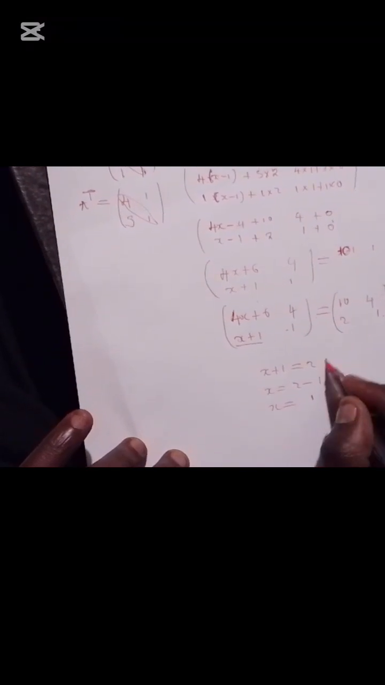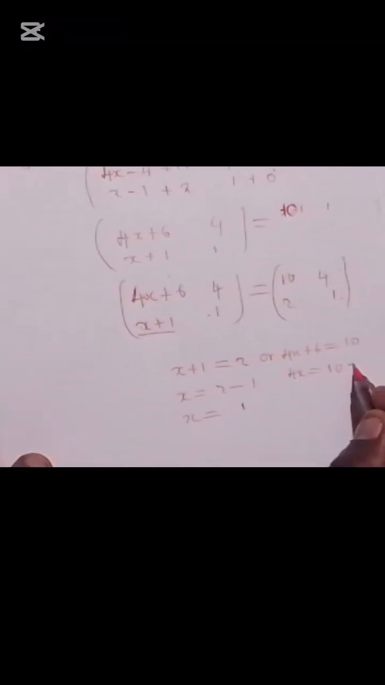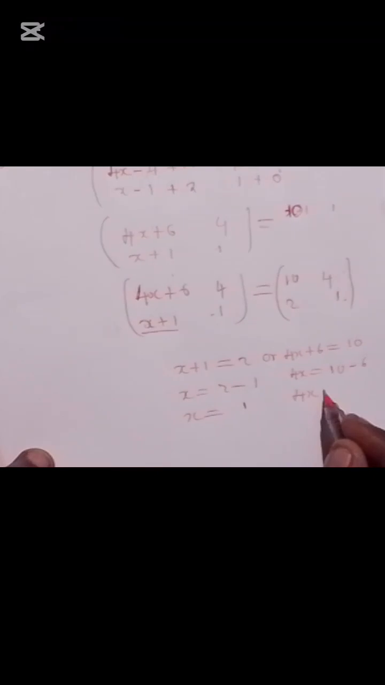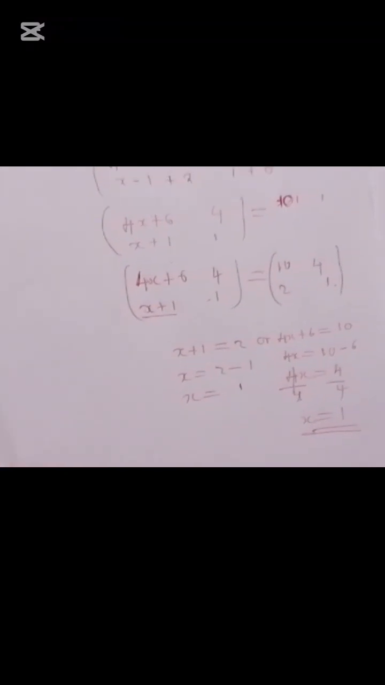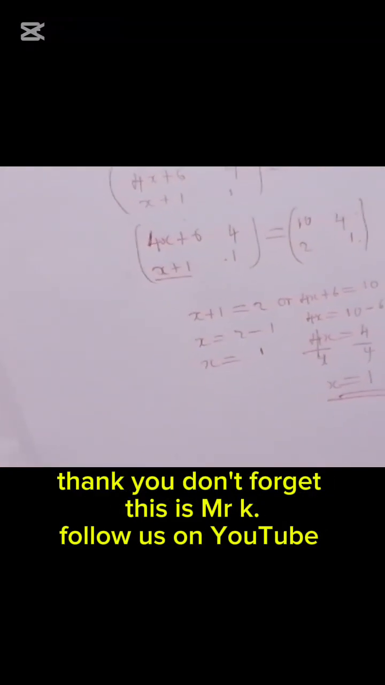Or I can say 4x plus 6 equals 10. Either way, it has to give me the same answer. So 4x equals 10 minus 6, so 4x equals 4. Then 4 and 4 cancel, and x equals 1. So either way, you are correct. This is how you go about matrices with respect to paper 1. Thank you.